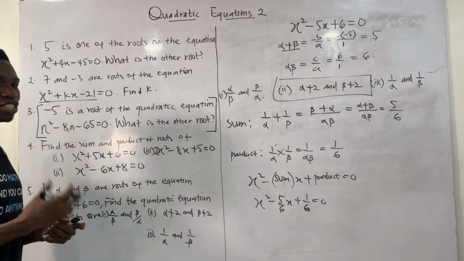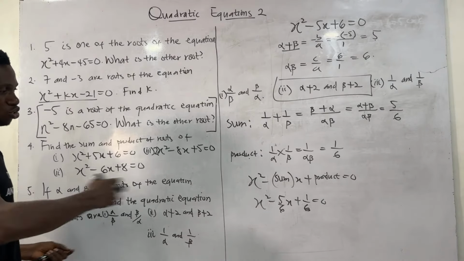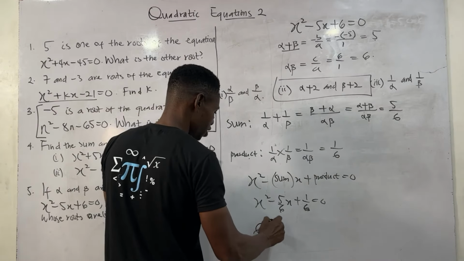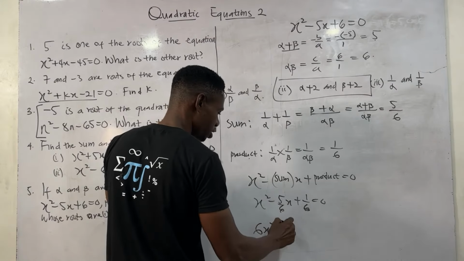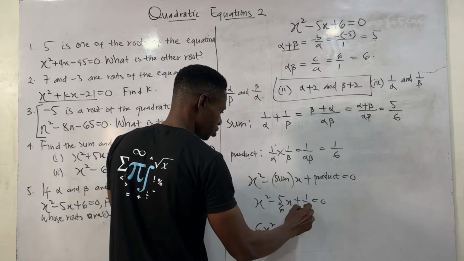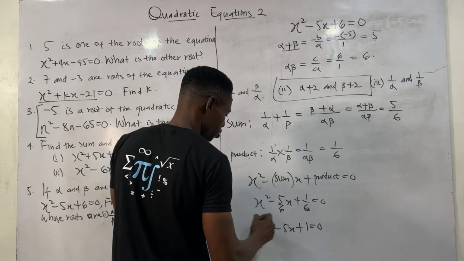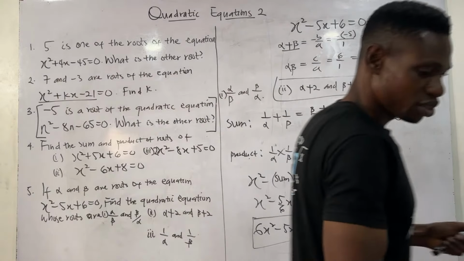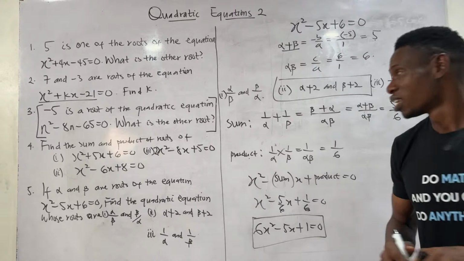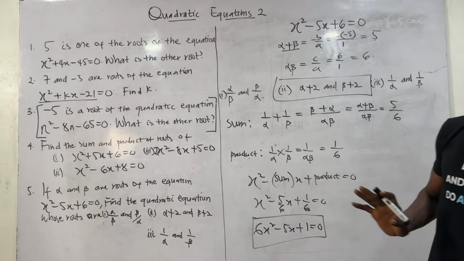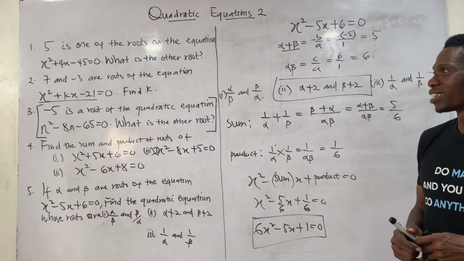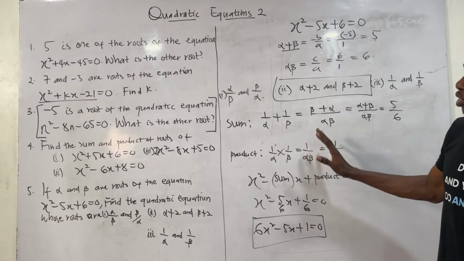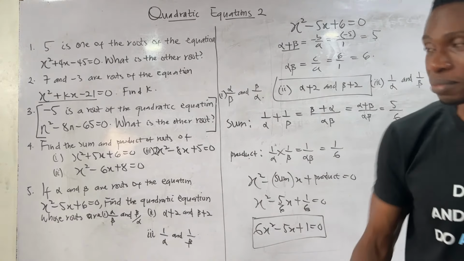Now, the LCM of all the denominators is 6. So we can multiply throughout by 6. And then if we do that, we have 6x squared minus, 6 will cancel 6, we have 5x plus, 6 will cancel 6, you have 1 equal to 0. Okay, so that's the answer to this interesting one. So before we go, we'll solve one more. But this one might appear a bit more complex, but I believe you can do it based on what we've done. So let me give you the question quickly.